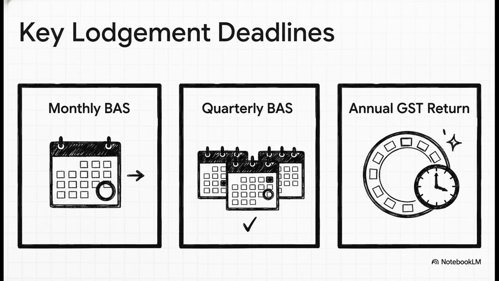Beyond the quarterly schedule, the guide also highlights other key deadlines. For businesses lodging on a monthly basis, the BAS is due on the 21st of the following month. The annual GST return, meanwhile, typically shares the same due date as your main business income tax return. It's imperative to track all of these.